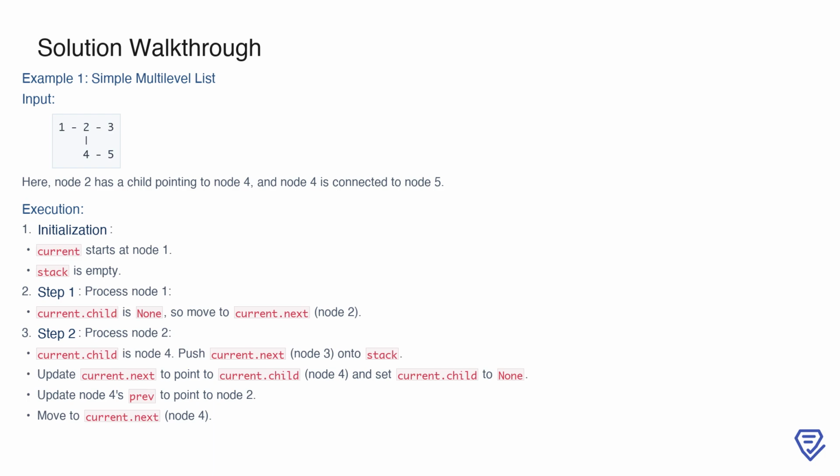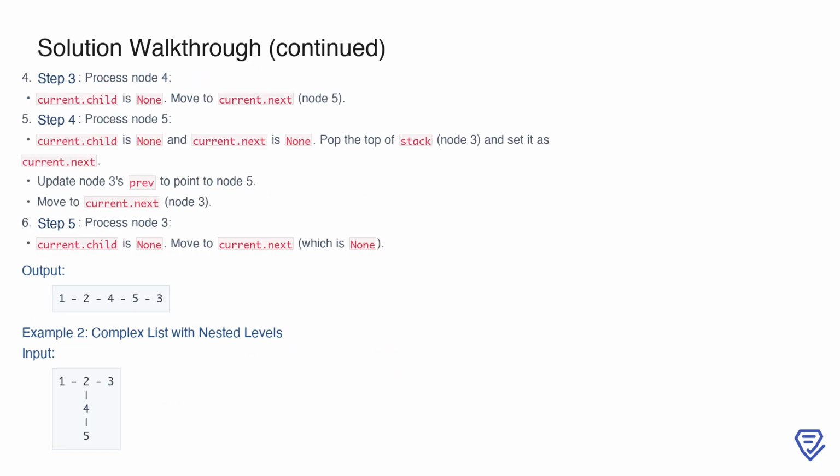To handle this, we push current.next, in this case, node 3, onto the stack. We then update current.next to point to current.child, which is node 4, and set current.child to none to sever the child link. Additionally, node 4's previous pointer is updated to point back to node 2. Finally, we move to node 4, which is now current.next. Now at node 4, we see that current.child is none, so we move to current.next, which is node 5.